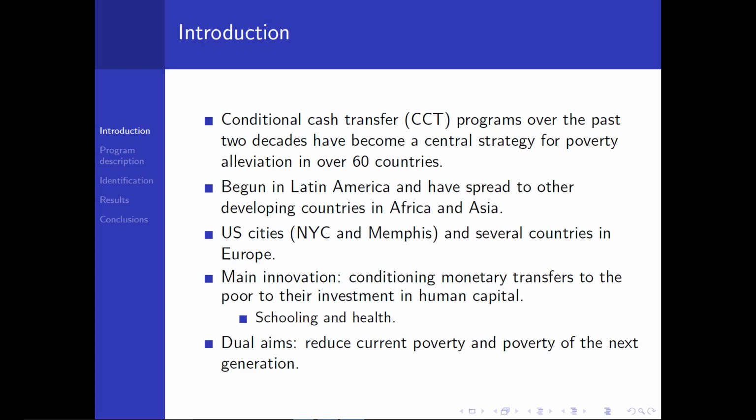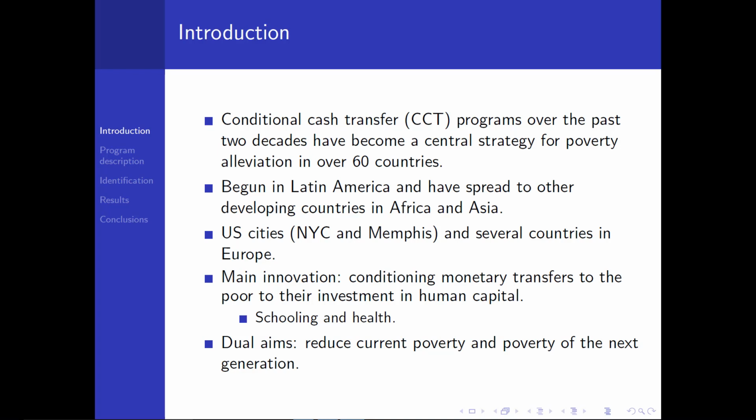So why so much attention? Why are these programs suddenly so popular? What's their main innovation? These are poverty alleviation programs, so they give money to the poor, but as the name suggests, they condition transfers to the poor on their investment in human capital. What does this mean? In exchange for receiving transfers, poor households are obligated to send their kids to school. Some countries also have a health component, where part of the transfers are linked to attending preventative health clinic visits. If they don't comply with those conditions, they don't receive the money in that month.